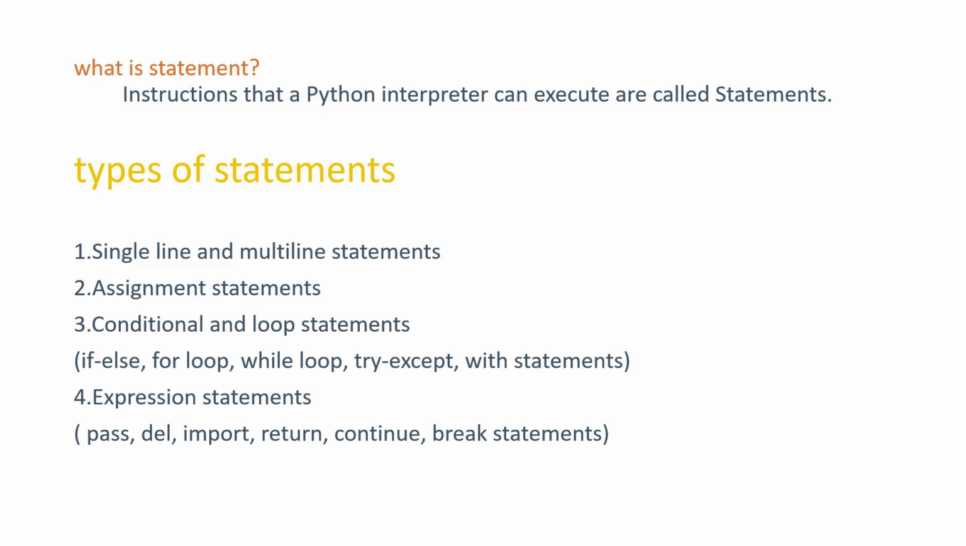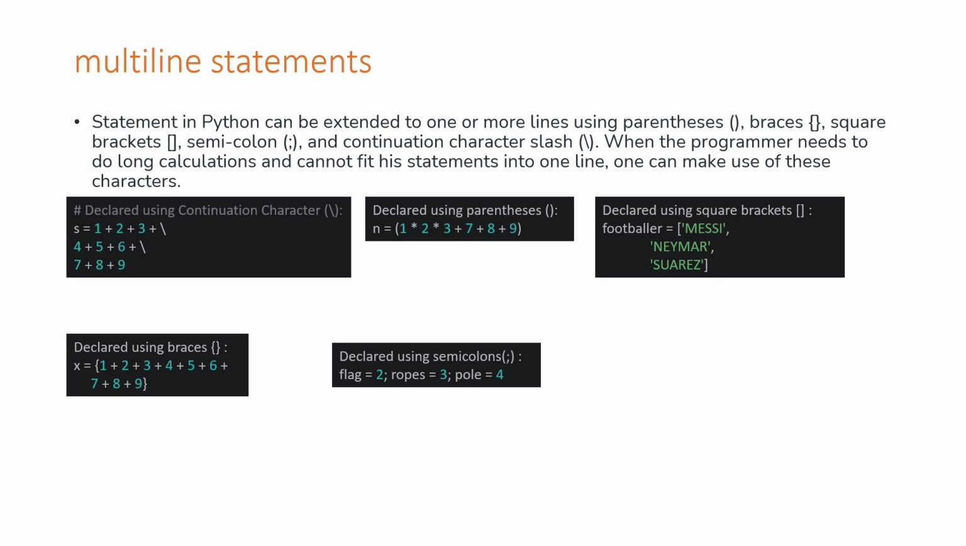There are many types of statements in these categories. I've written them in a PPT. Please go through the PPT. Multi-line means you can write a statement across multiple lines for readability. If you write code within a single line, it is difficult to read, so we make it multi-line. We can utilize parentheses, braces, brackets, semicolons, and slash to make code more readable.